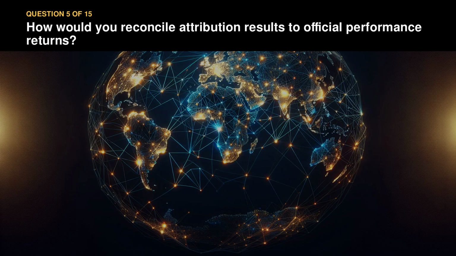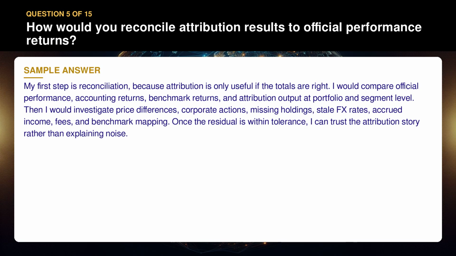Question 5. How would you reconcile attribution results to official performance returns? My first step is reconciliation, because attribution is only useful if the totals are right. I would compare official performance, accounting returns, benchmark returns, and attribution output at portfolio and segment level. Then I would investigate price differences, corporate actions, missing holdings, stale FX rates, accrued income, fees, and benchmark mapping. Once the residual is within tolerance, I can trust the attribution story rather than explaining noise.